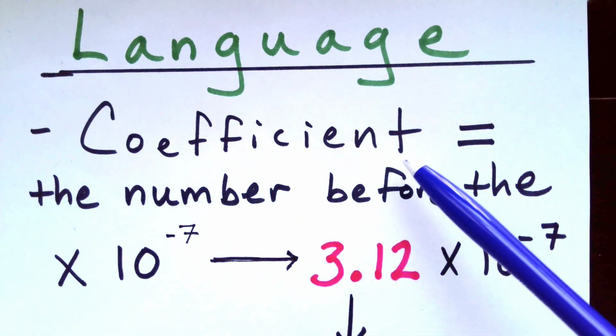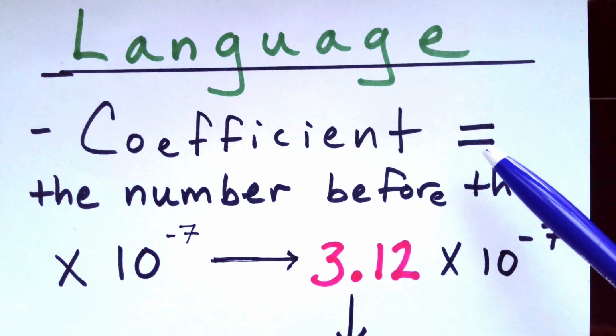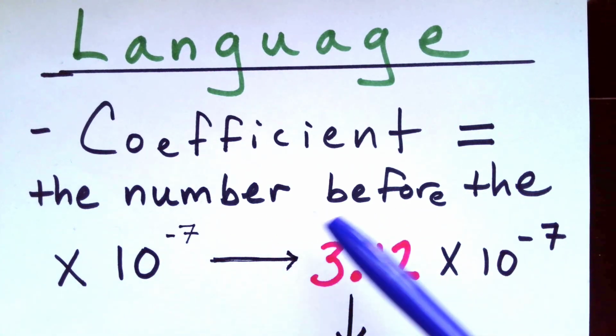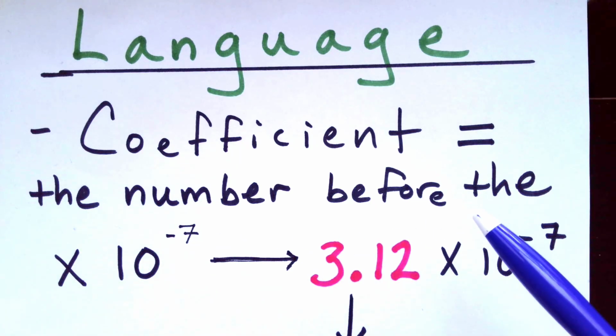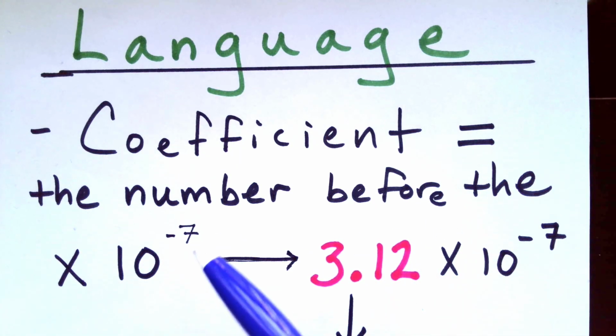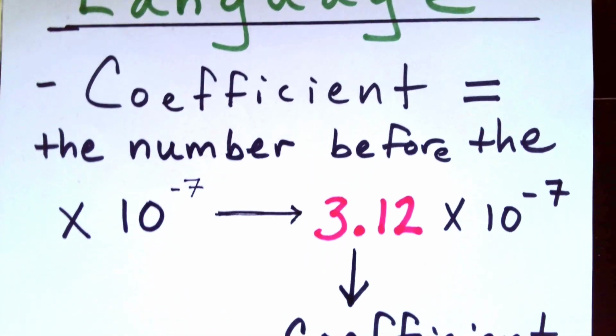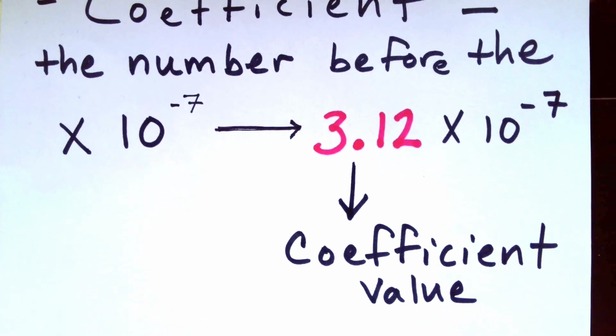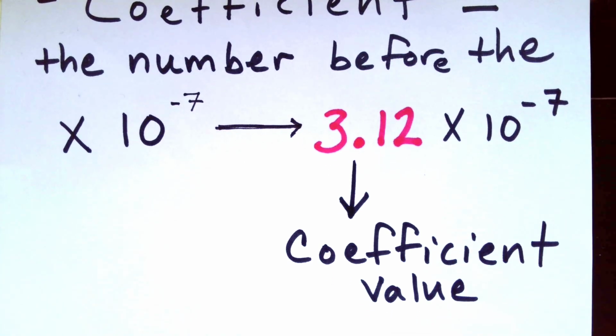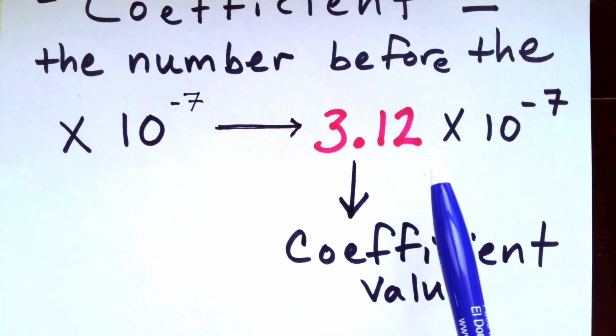So, coefficient is a vocabulary term in math, right? What is it? Well, in our case here, for scientific notation, it's the number before the times 10. And in this example, times 10 to the negative 7 value. So you can see here, 3.12 is our coefficient value.